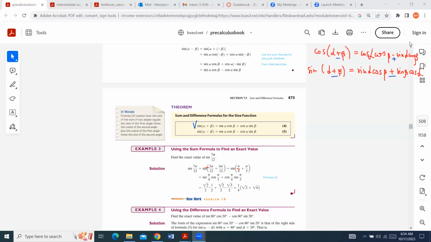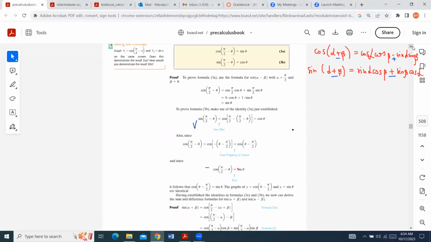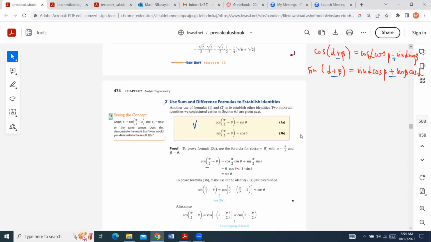Now, where can you use this? For example, they have here a pretty neat pair of identities that you could actually justify using formula number one, so I can say it's number one for convenience. So if you have cosine of pi over 2, because angles could be any numbers, minus theta, what you're going to end up with is sine of theta, which is pretty interesting. If you draw the unit circle, you're probably going to notice this right away.